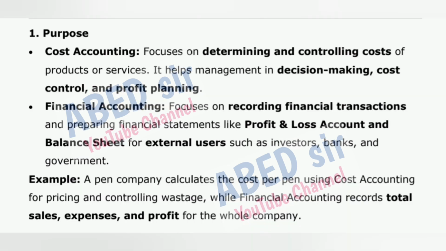1. Purpose. Cost accounting focuses on determining and controlling costs of products or services. It helps management in decision-making, cost control, and profit planning. Financial accounting focuses on recording financial transactions and preparing financial statements like profit and loss account and balance sheet for external users such as investors, banks, and government. Example, a pen company calculates the cost per pen using cost accounting for pricing and controlling wastage, while financial accounting records total sales, expenses, and profit for the whole company.